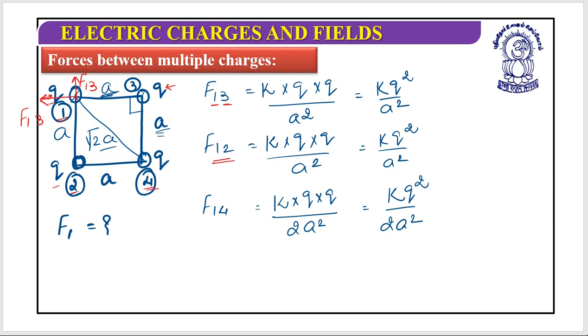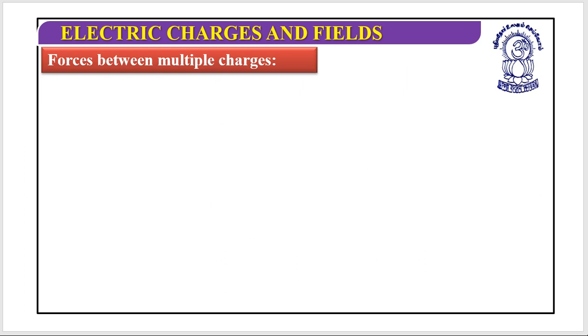Next, force on the first due to the fourth. This is positive, this is even positive. So even this will repel each other, so this will move in this direction. This is F14. So let's redraw this so that you may be able to solve it.